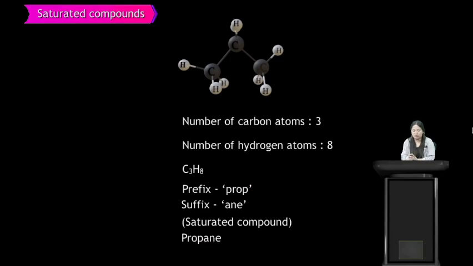So similarly, you can also name different carbon compounds, different saturated compounds, by changing the prefix. For all saturated compounds, the suffix will be the same, that is A-N-E. But depending on the number of carbon atoms, the prefix will change.